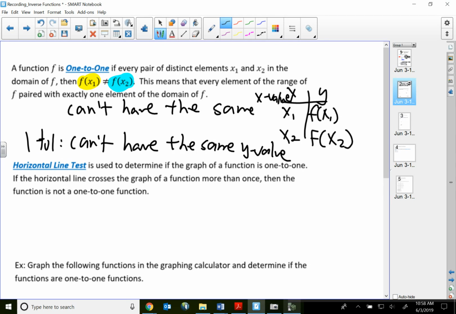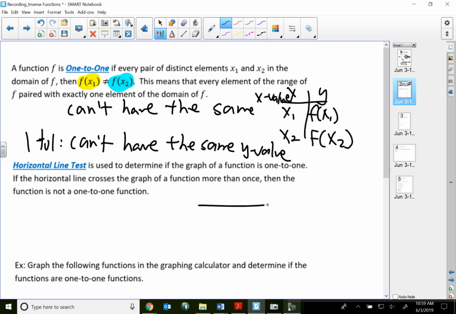What we used before to determine whether a graph is a function or not a function is the vertical line test. Here we are introducing what we call the horizontal line test. The horizontal line test is used to determine if the graph of a function is one-to-one. If the horizontal line crosses the graph of a function more than once, it means I have the same y value again, then the function is not one-to-one.